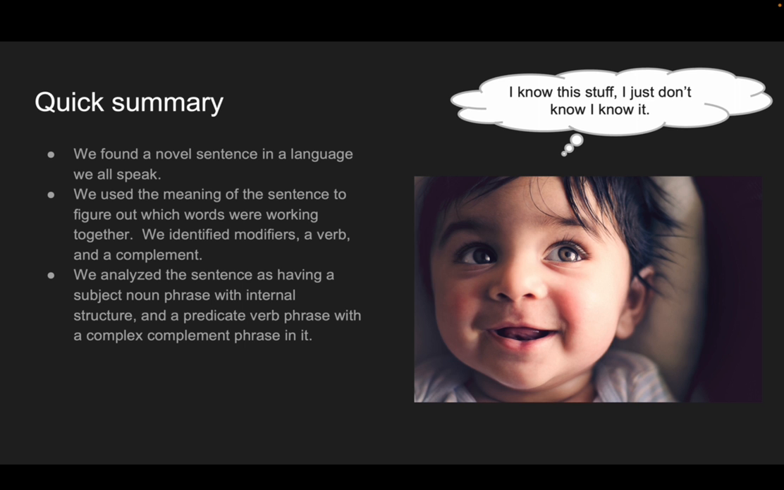What did we do in this video? Well, we found a sentence in a language that we share. We've looked at the meaning of the sentence to figure out which words were working together to create meaning. We've talked about modifiers, we've talked about verbs, we've talked about complements. We've analyzed the sentence in this two-piece structure, subject and predicate. And we found that the original sentence we started with had a pretty complicated complement, but it could have a simpler complement, and some verbs don't even need any complements at all.